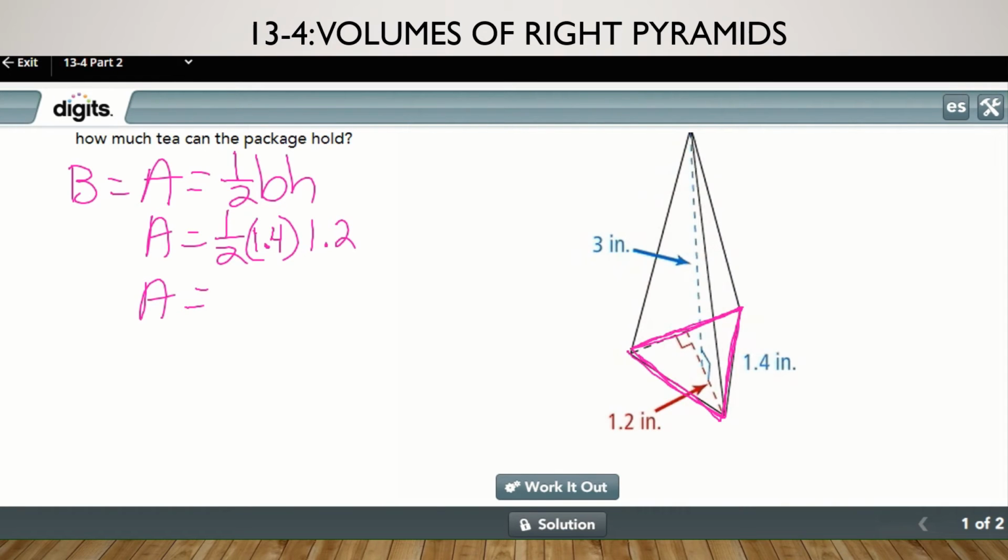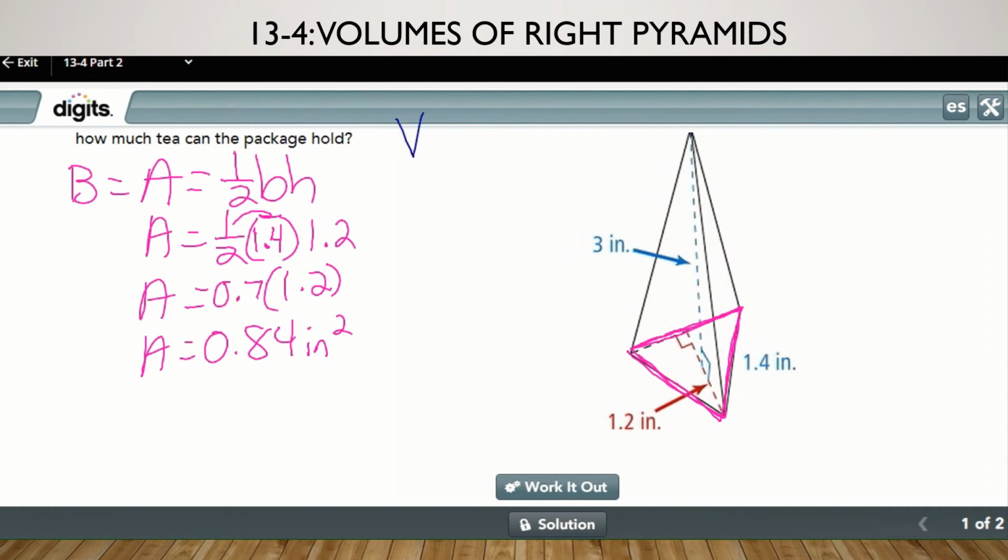Now we can go ahead and multiply all of this together. It doesn't matter which order you multiply it in. I'm going to get half of 1 4/10, which is 7/10, and then multiply that by 1 2/10. I end up with 84 hundredths, and that's inches squared. So that would be the area of the base.